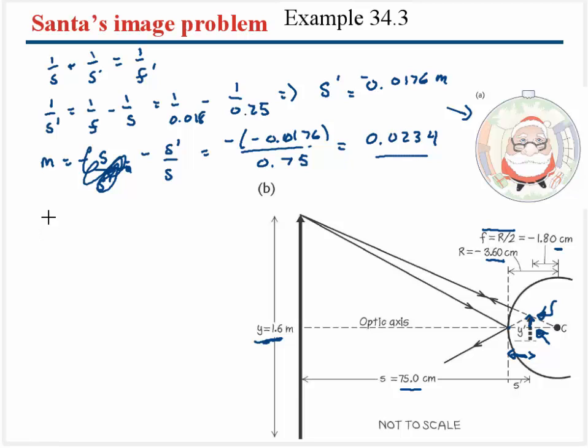And lastly, we say that the image height is going to be magnification multiplied by the object height, 0.0234 multiplied by 1.6, and I'm going to get a very small object, 0.038 meters. The benefit is he also looks skinnier.